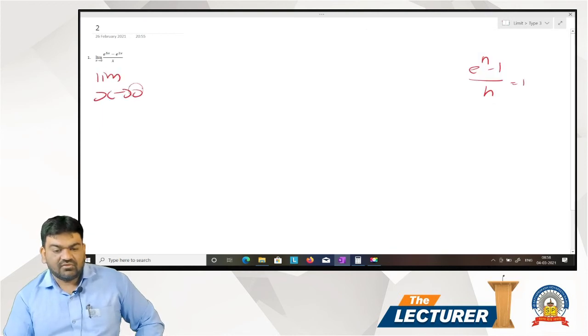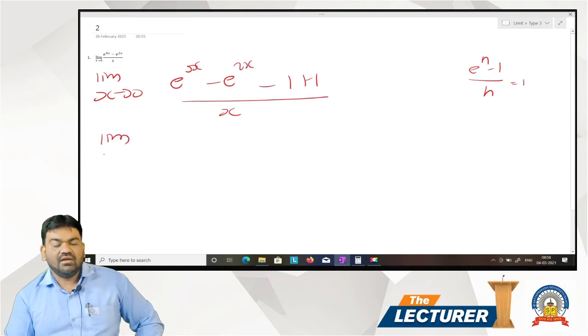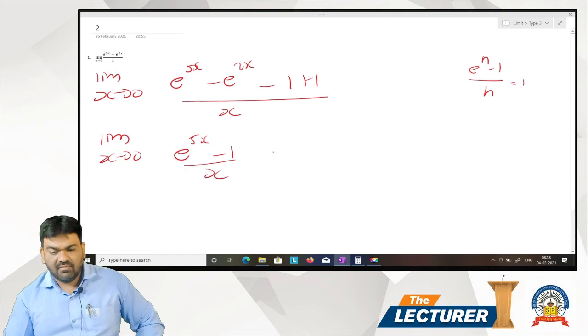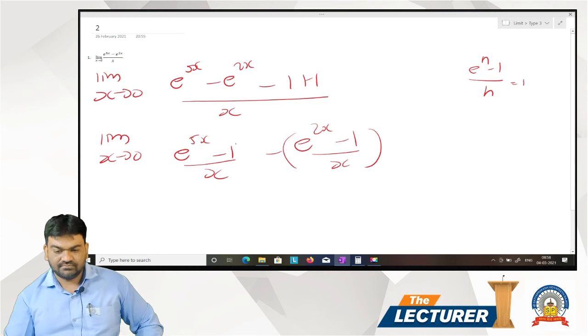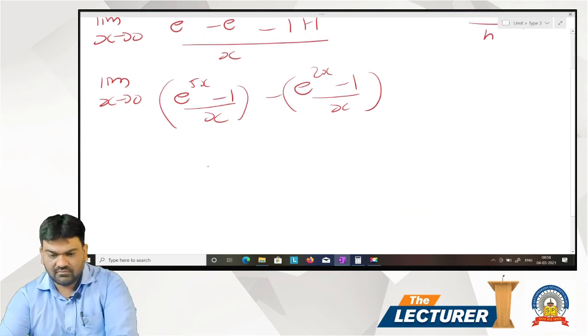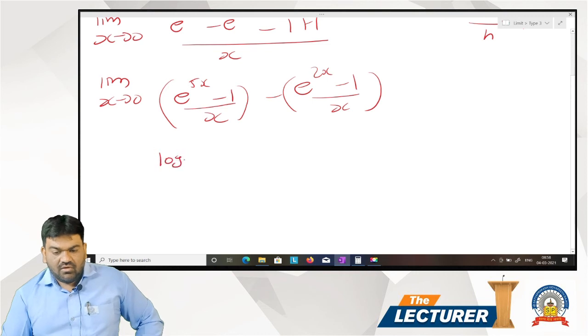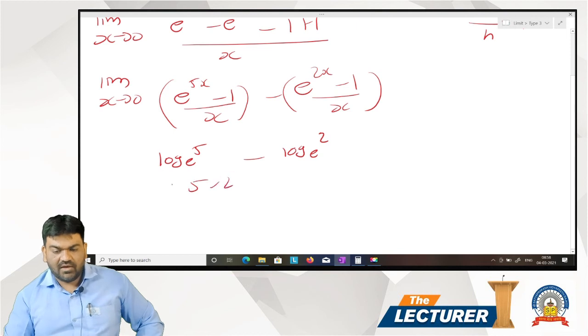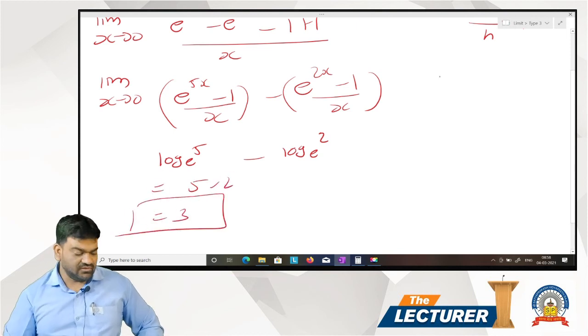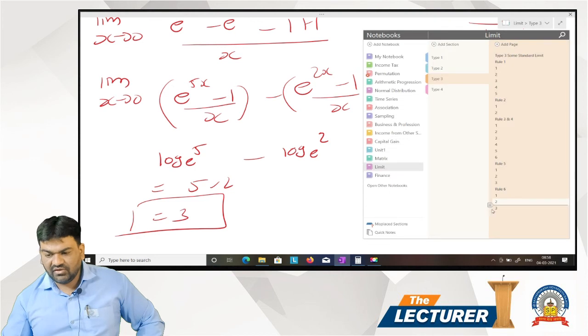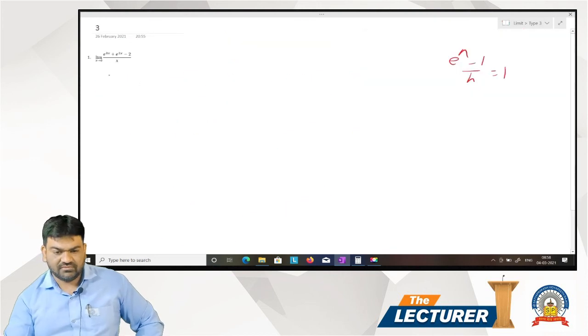Next, second example of rule number 6. Limit x tends to 0, e raised to 5x minus e raised to 2x minus 1 plus 1 divided by x. Limit x tends to 0, e raised to 5x minus 1 divided by x minus e raised to 2x minus 1 divided by x. Now log e raised to 5 minus log e raised to 2. So 5 minus 2 is equal to 3. This is your answer.